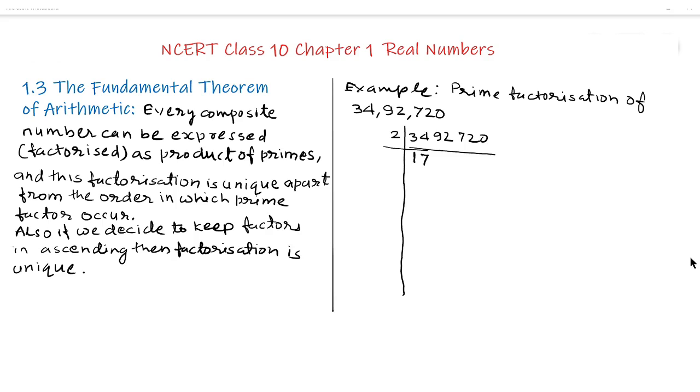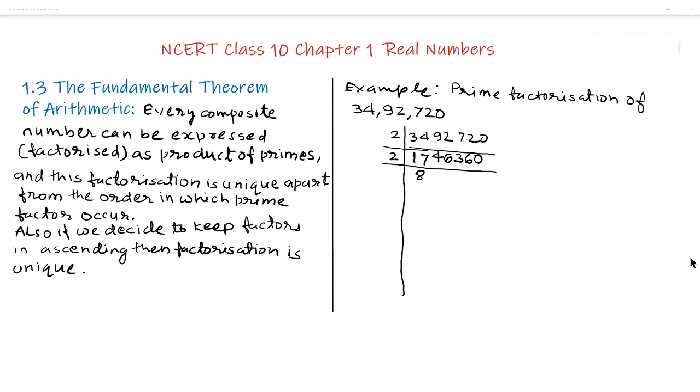14 divided by 2 is 7. Then we divide 9 by 2, which gives 4, and balance is 1. We carry 2, it divides 6 times. Then we divide 7 by 2, which gives 3, balance is 1. We carry 2, it divides 6 times, and then 0 is divided by 2, which gives 0. So this is 17,46,360. Now we again divide it by 2 because it is again an even number.